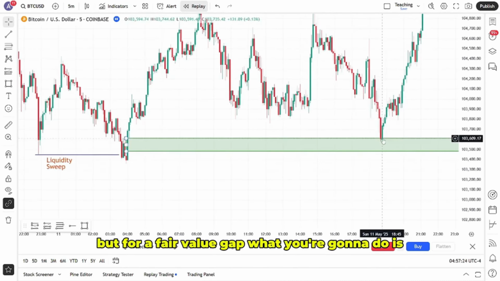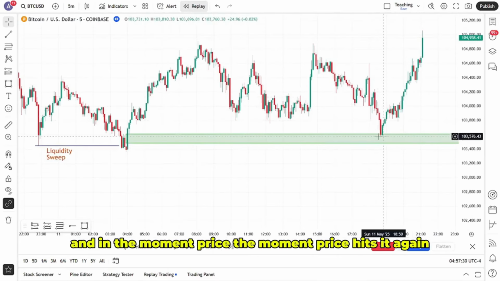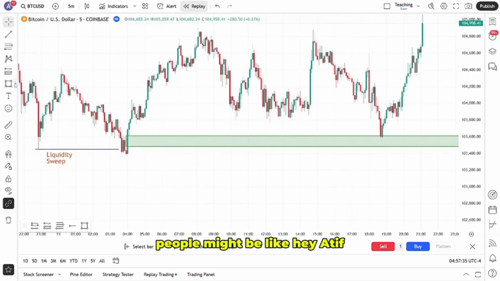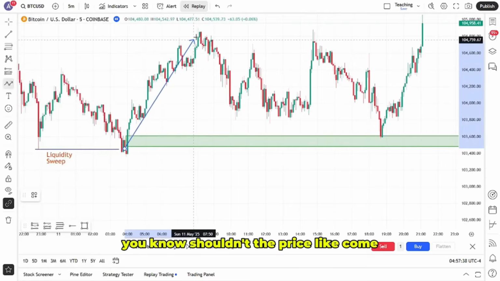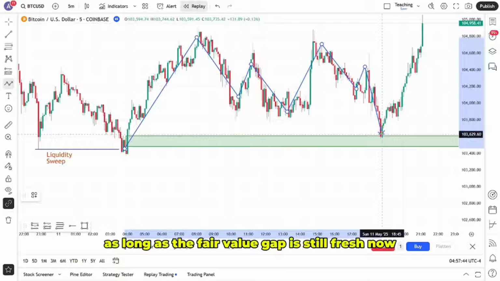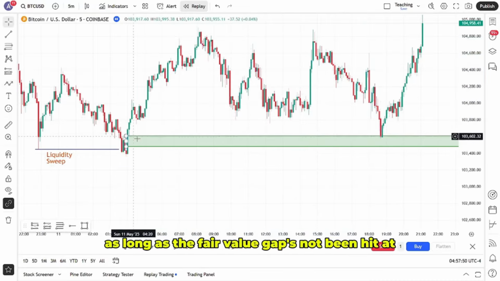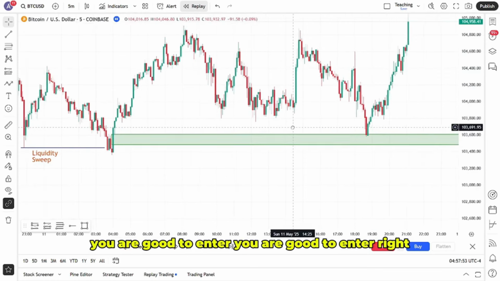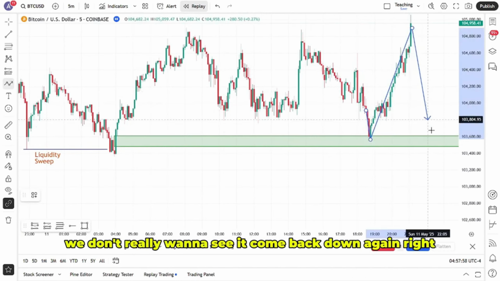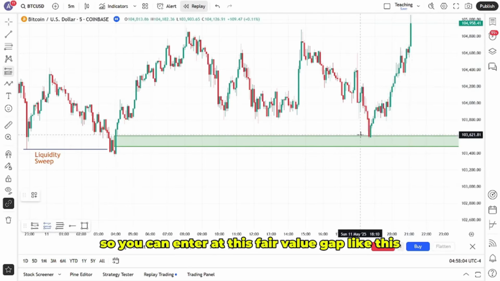But for a fair value gap, what you're going to do is mark out this fair value gap here, and in the moment price hits it again, that's your entry. Now, some people might be like, hey Atif, shouldn't price have hit it here? It has consolidated a bit. Is that okay? Yeah, it's completely fine as long as the fair value gap is still fresh. What fresh actually means is that it's not been touched. As long as the fair value gap's not been hit, you are good to enter. It's still valid. The only moment it's not valid is when it's been hit like this. We don't really want to see it come back down again, not if we're bullish. So you can enter at this fair value gap like this.